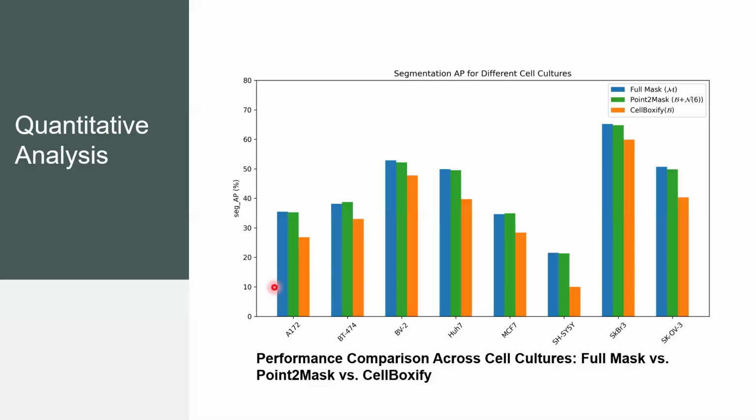And here we compare the segmentation performance across different cell cultures using Full Mask, Point to Mask, and Cellboxify. Cellboxify performed best with SKBR3 and BV2 cell cultures, closely matching the performance of Point to Mask and Full Mask. However, it showed lower performance with the SHSY5Y cell culture due to its complex neuronal morphology, highlighting areas for future improvement.